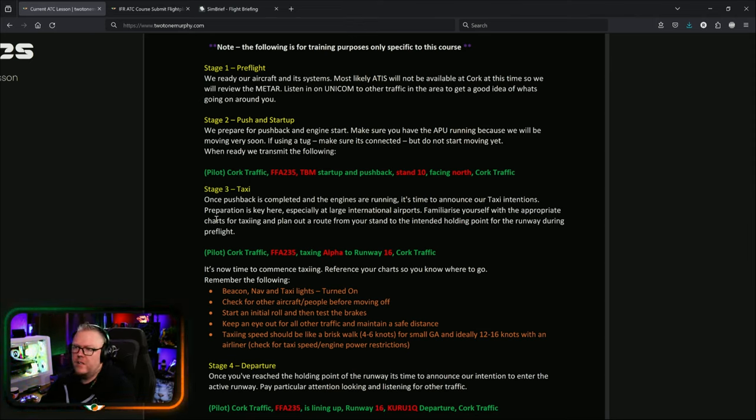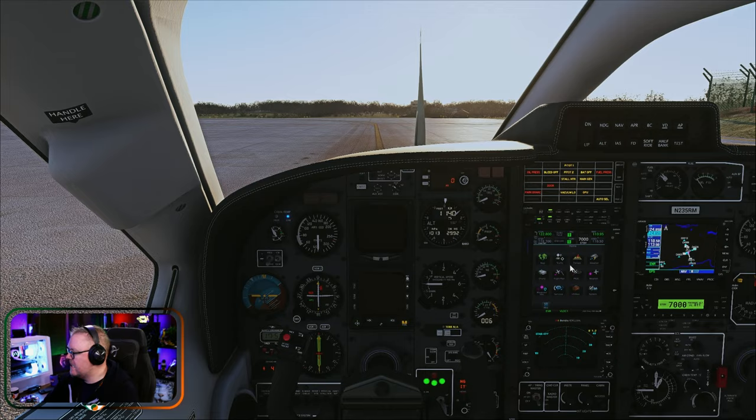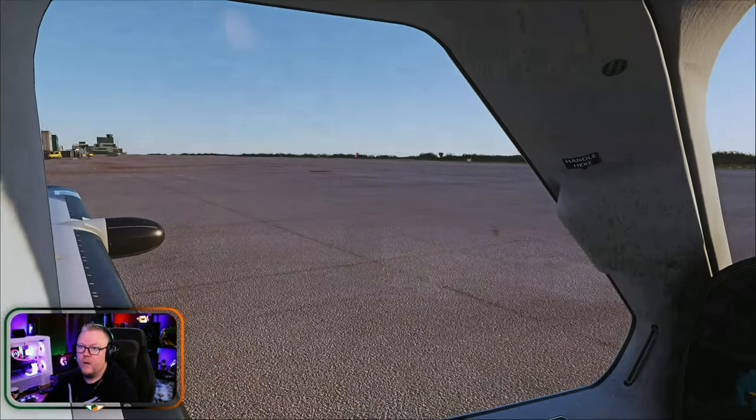Right, I have that set up. So it's going to be Cork traffic, Firefly 235 is a TBM, starting up at parking 20, facing north, Cork traffic. That's all I really need to do. So I'm telling them, hey, I'm a TBM, I'm starting up, I'm at parking 20, and I'm going to be facing north. That's it. I'm not waiting for anyone else to talk to me. I've just announced to everyone what it is I'm doing.